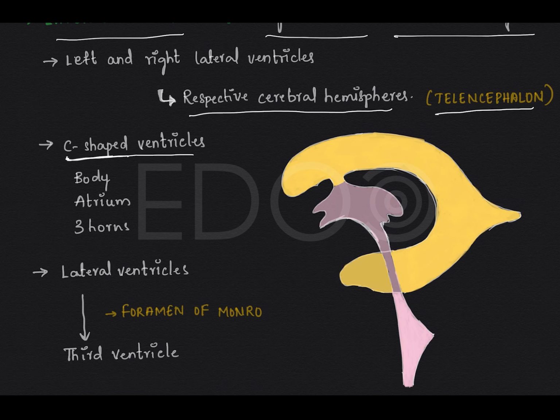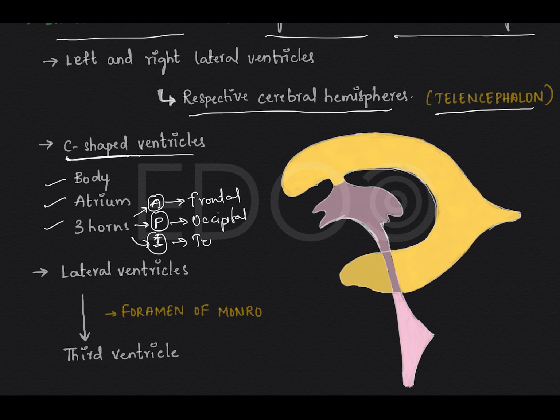The shape of the lateral ventricle is C shape, and it consists of a body, atrium, and three horns. So the three horns are anterior horn, posterior horn, and the inferior horn. So the anterior horn project into frontal lobe, and the posterior horn project into occipital lobe, and the last horn, inferior horn, will project into temporal lobe. Inferior horn is the largest of all the horns.